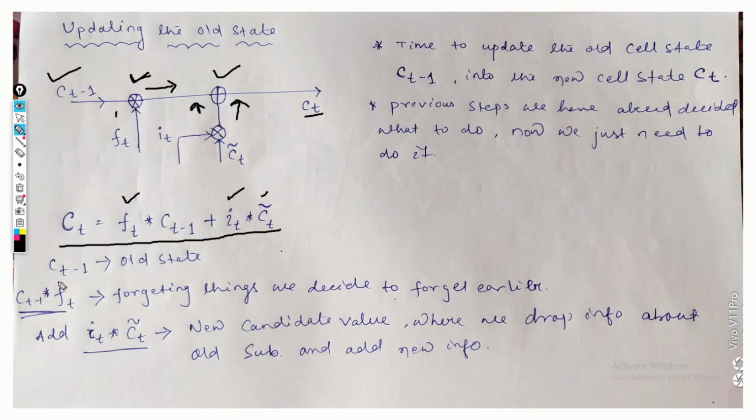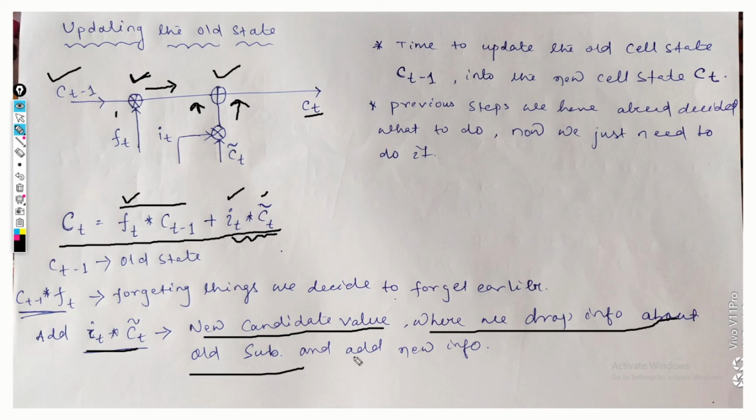Ct minus 1 is the old state that is coming from the previous cell. So what it does basically, Ct minus 1 times ft, is forget the things we decided to forget earlier. Whatever it needs to forget, it will forget in this particular multiplication. And whatever this other multiplication is doing, the new candidate value, is where we drop info about the old subject and add the new one.